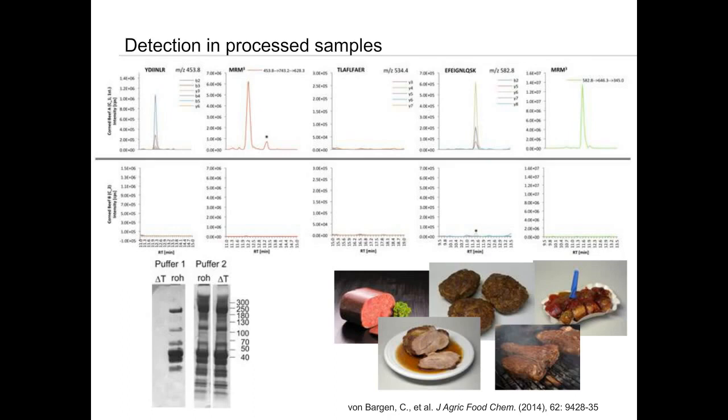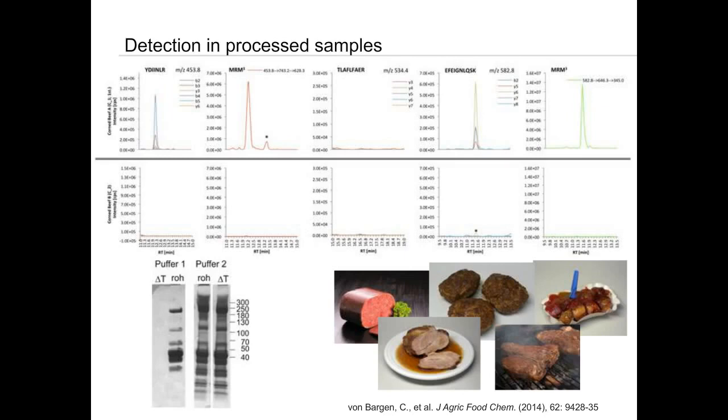We first of all, as I mentioned, used buffers for partial proteome extraction, so in general high salt buffers to extract the myofibrillar and the sarcoplasmic fraction of your samples. This is shown here, buffer 1, and you do see that in raw samples you see the respective myofibrillar and sarcoplasmic proteins, so it's not a complete extract, but the proteins of interest are extracted. But after thermal processing, frying, cooking, other heating steps, we were not able to extract anything.